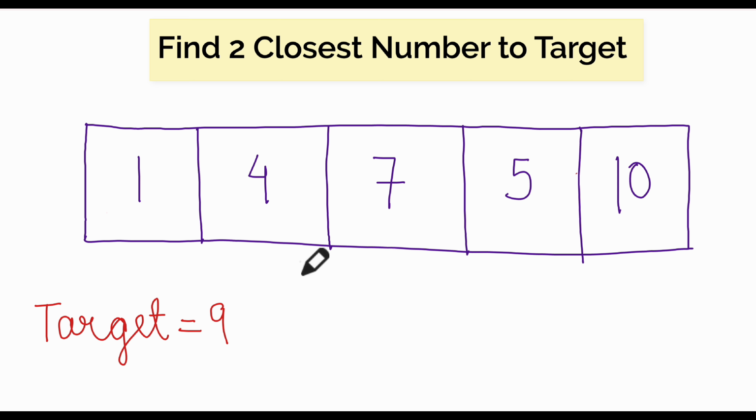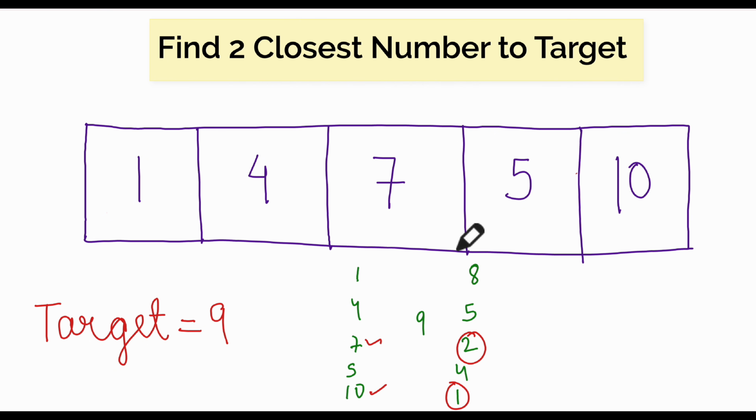Now what do you mean by most closest? That you will take absolute difference of 9 with each of the element, and you need to find the two elements for which the difference is least. For example, you have 1, 4, 7, 5, 10. Now what you will do, you will take the absolute difference with 9. Now if you see that for 1 the absolute difference is 8, for 4 it is 5, for 7 it is 2, for 5 it is 4, and for 10 it is 1. Now if we see that the two least ones are 1 and 2, means 7 and 10 are the elements which are closest to 9. So 7 and 10 should be my answer.